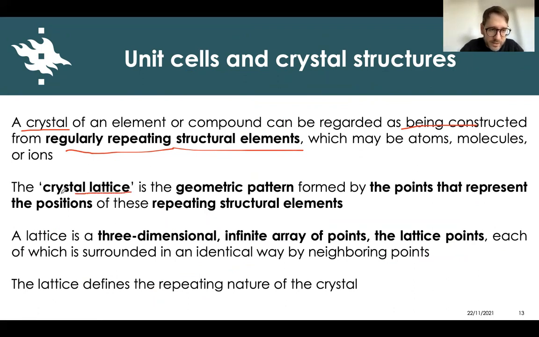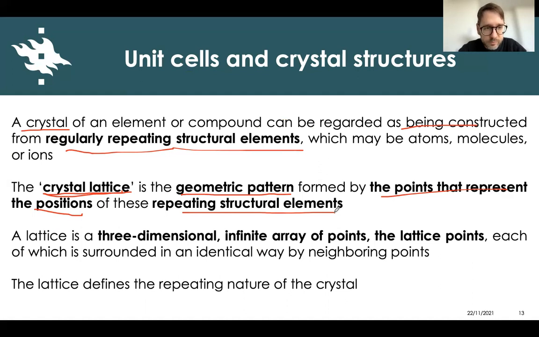The crystal lattice, so the definition of crystal lattice here, which is important, represents the geometric pattern formed by the points that represent the positions of these repeating structural elements. So the structural elements in the solid can be atoms, molecules, or ions. Therefore, the crystal lattice is the geometric pattern formed by the points, and each point represents the position of the atoms, molecules, or ions in the solid, which comprise the repeating structural elements.